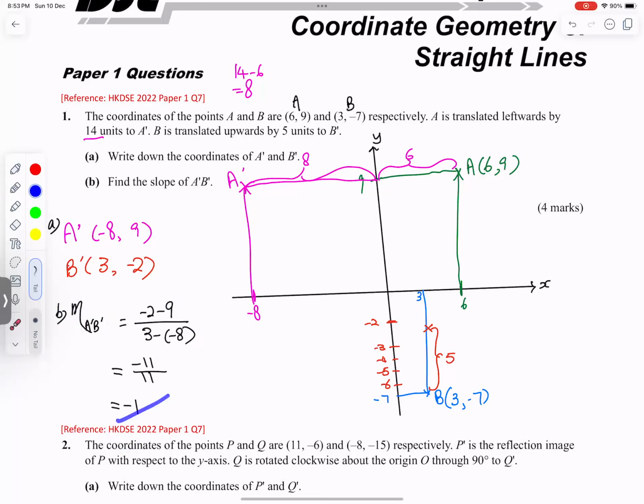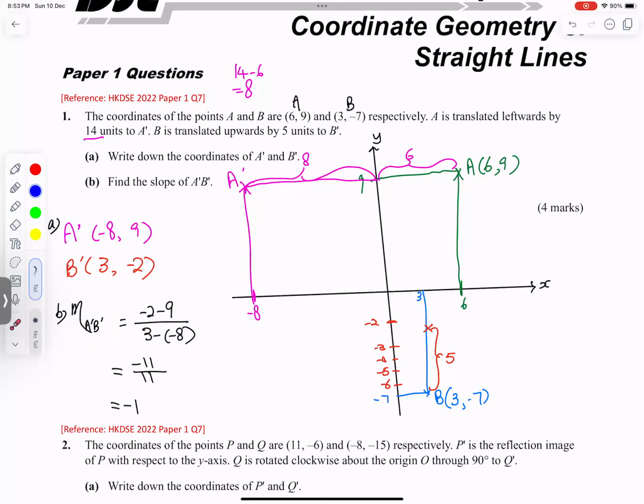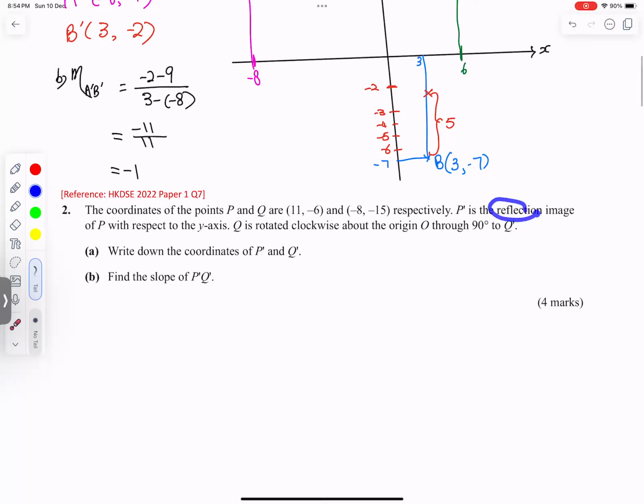Nothing special here because they did not ask you to find anything else. They could actually ask you a lot of things in this question. Okay, so that's the first style of coordinates, where you will be translated. That means moving up, down, left, right. It could be anything in your question. The second thing that they can ask is about reflection. And the third thing is about rotation.